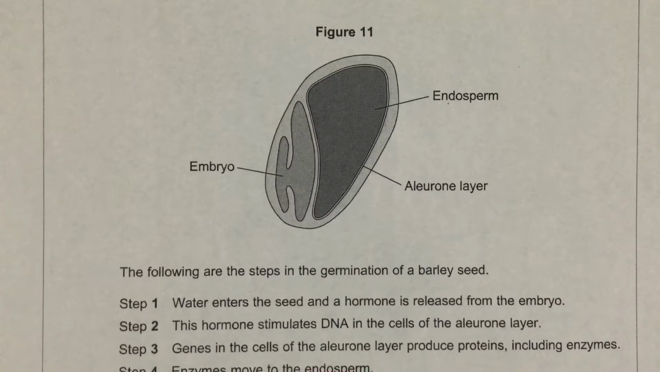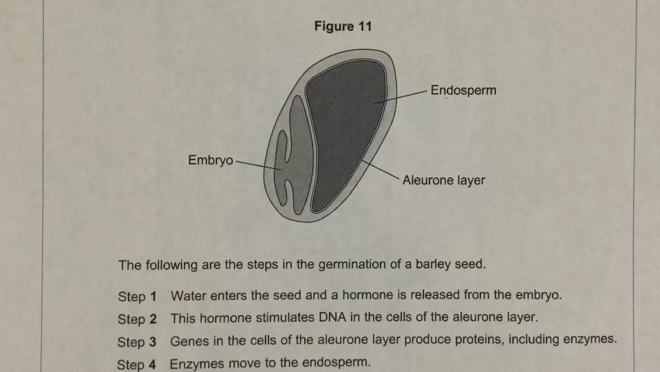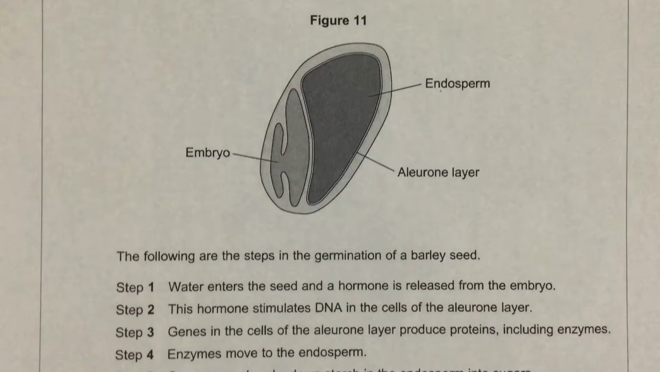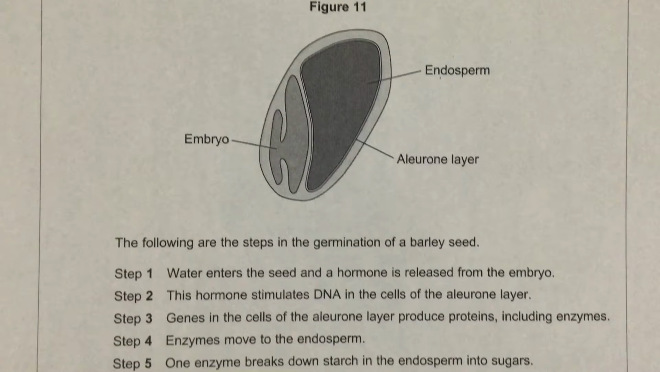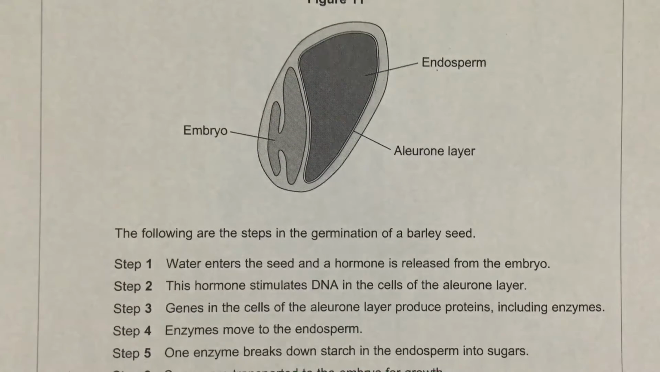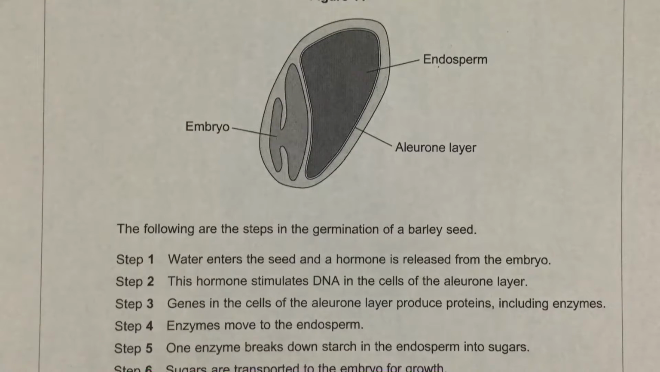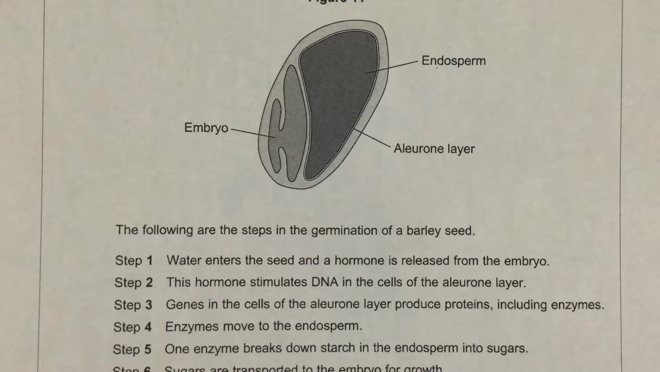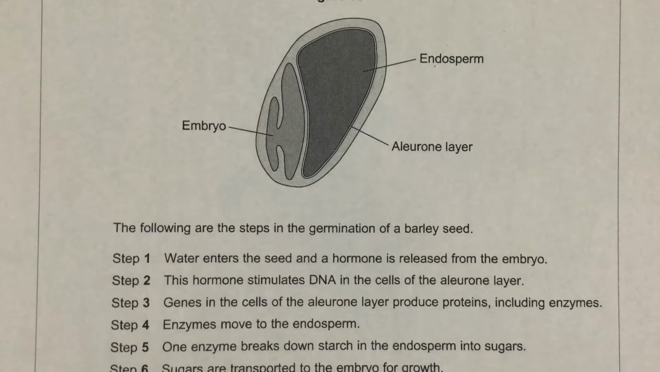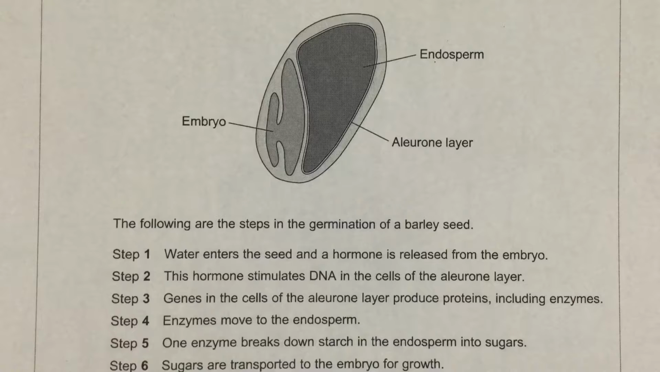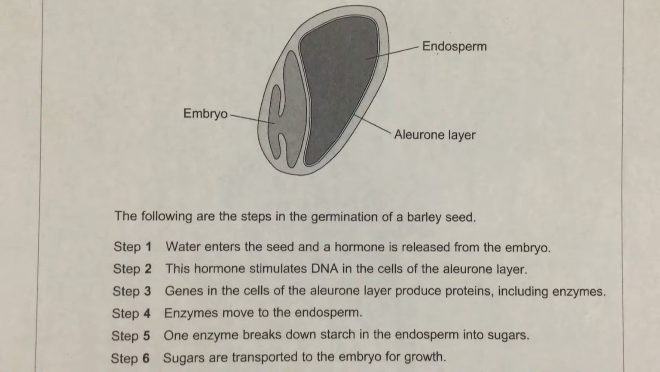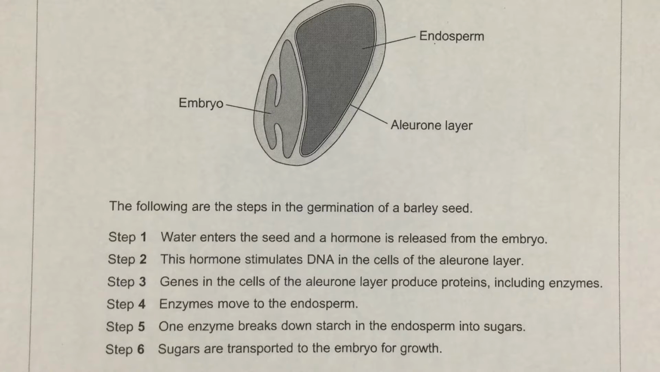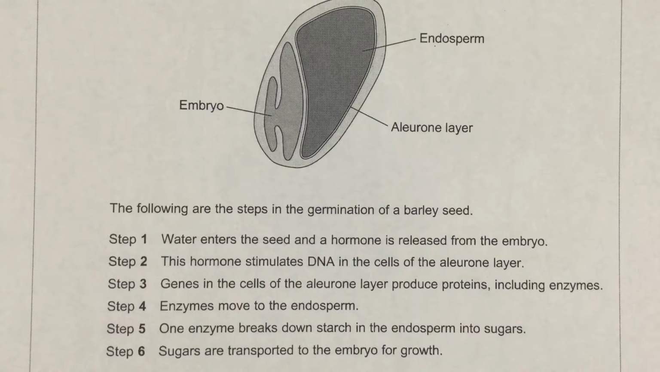The following are the steps in the germination of a barley seed. Step 1, water enters the seed and a hormone is released from the embryo. Step 2, this hormone stimulates DNA in the cells of the aleurone layer. Step 3, genes in the cells of the aleurone layer produce proteins including enzymes. Step 4, enzymes move to the endosperm. Step 5, one enzyme breaks down starch in the endosperm into sugars. And step 6, sugars are transported to the embryo for growth.